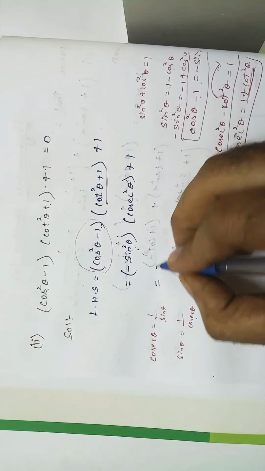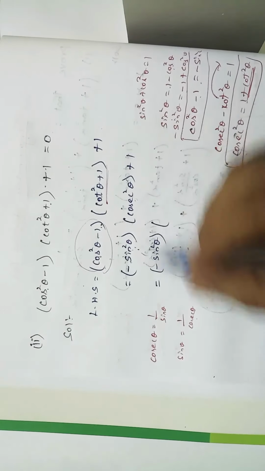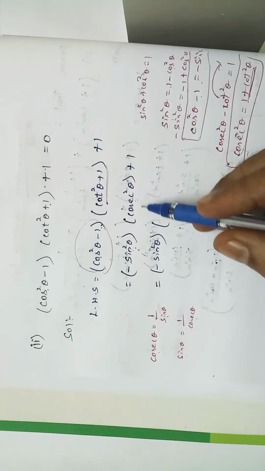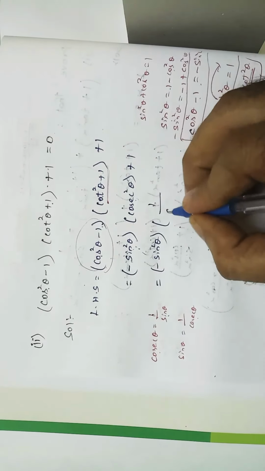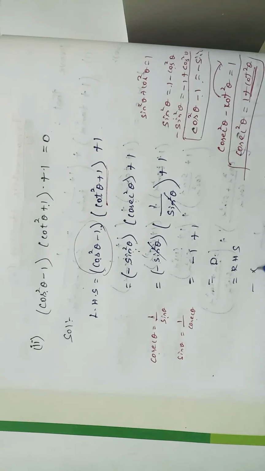So you can write minus sin square theta as it is into, cosec square theta is 1 by sin square theta, plus 1. The sin square theta will get cancelled. So minus 1 into 1, minus 1 plus 1. Minus 1 plus 1 is equal to 0, which is equal to RHS. Hence proved.